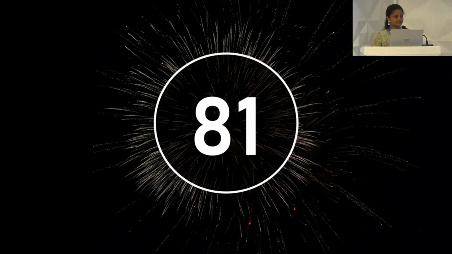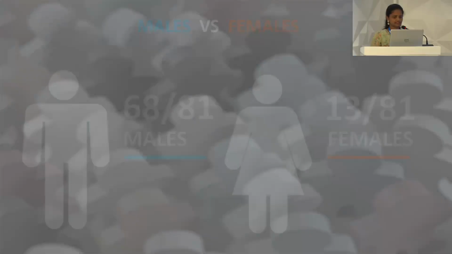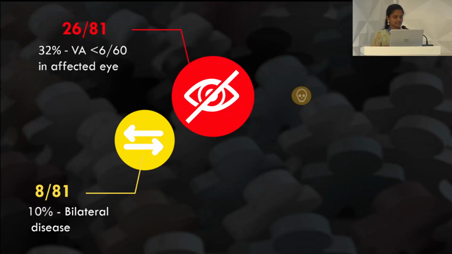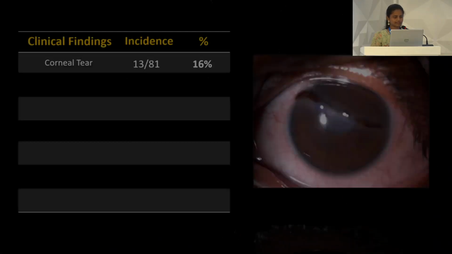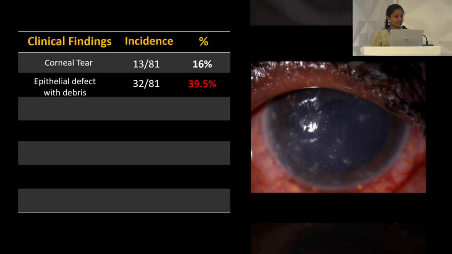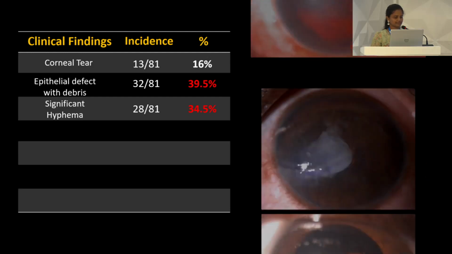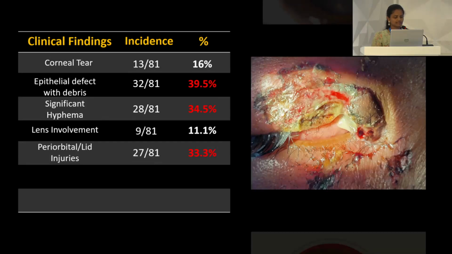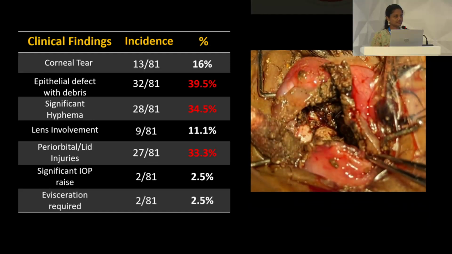81 patients presented with firecracker eye injuries during that week, out of which 70% were children, that is 56, and majority were males. 26 had visual acuity of less than 6/60 in the affected eye, 8 had bilateral disease, and 6 had open globe injury. 9 required multiple surgical interventions. Corneal tear was seen in 16%, epithelial defect with debris was seen in 39.5%, significant hyphema was seen in 34.5%, lens involvement was noted in 11.1%, periorbital or lid injuries were noted in 33.3%, significant IOP raise was noted in 2.5%, and evisceration was required in 2.5%.